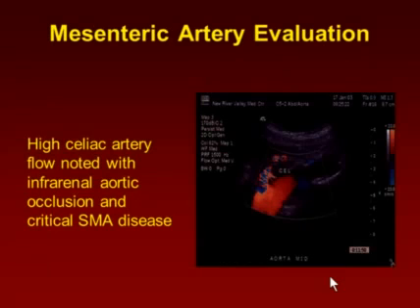This example is a very high celiac artery flow, but this was not due to celiac artery stenosis. This was a patient who had an infrarenal aortic occlusion and critical SMA disease. So the main runoff from the aorta was going out the celiac, causing a very high amount of flow within that.